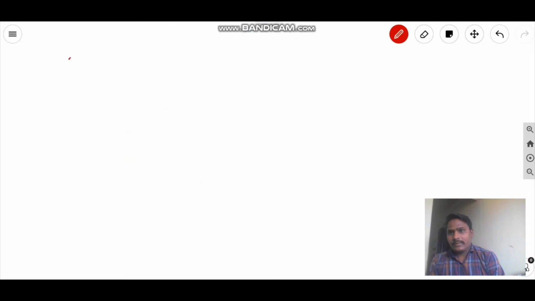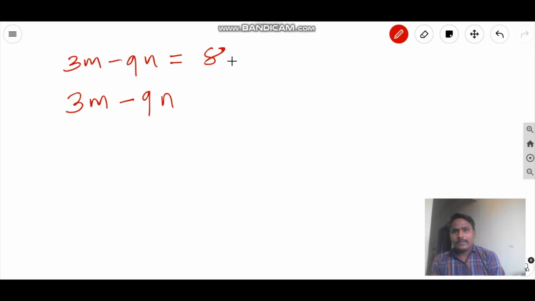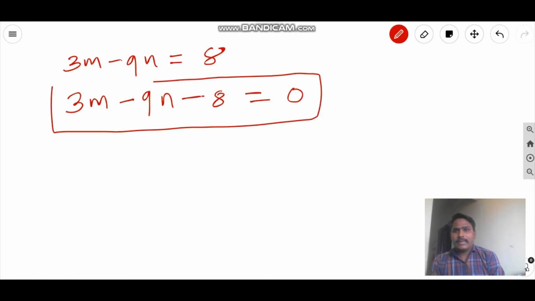Suppose the equation given is 3m minus 9n is equal to 8. Can we compare it directly with our standard form? No, we have to bring it into standard form. How? Here 8 is plus on the right side. If we bring it to the left side, it becomes minus 8. What will remain on the right side? Nothing, which means 0. So we get the equation 3m minus 9n minus 8 is equal to 0.